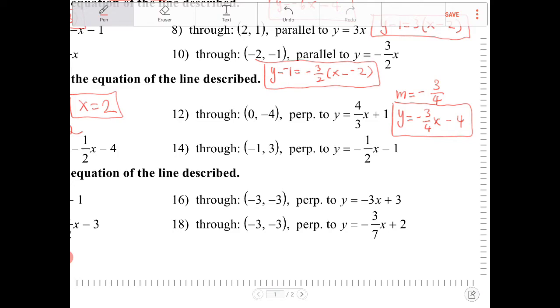And question number 14, the slope is again equal to positive 2. Okay, so this is y minus 3 is equal to 2 times x minus negative 1. So therefore, y is equal to 2x plus 5.